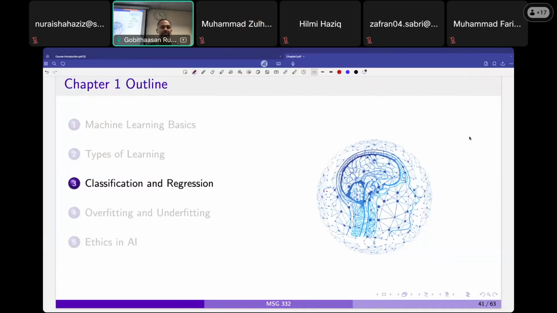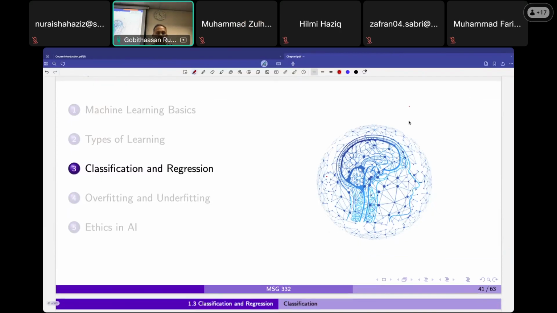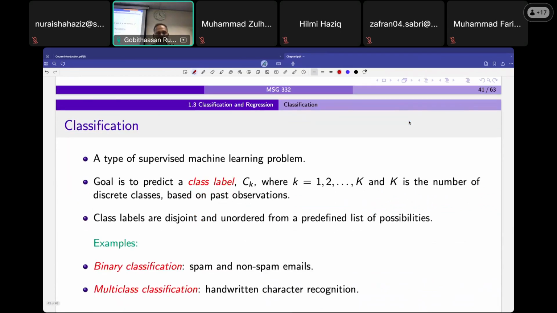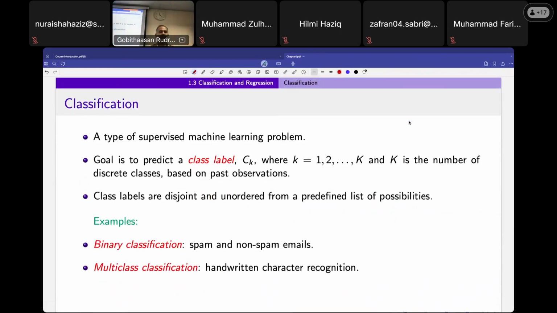Okay, so the next part will be on classification and regression. As I said earlier, classification and regression is in fact supervised learning. To run classification and regression, we need label data. There is a dedicated chapter on this for you later, right?